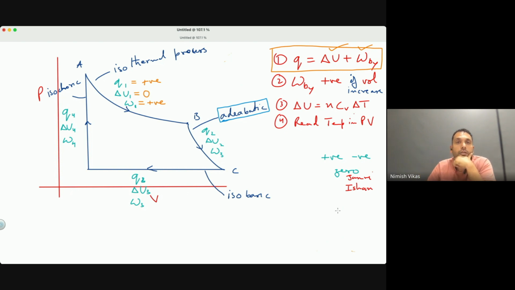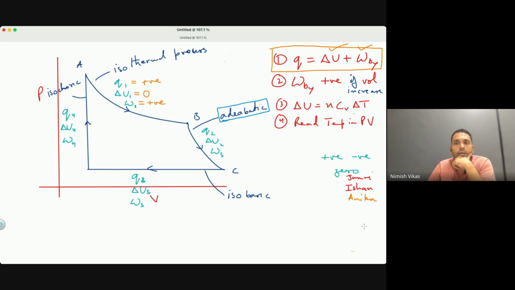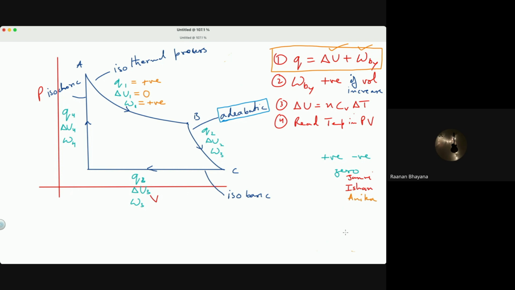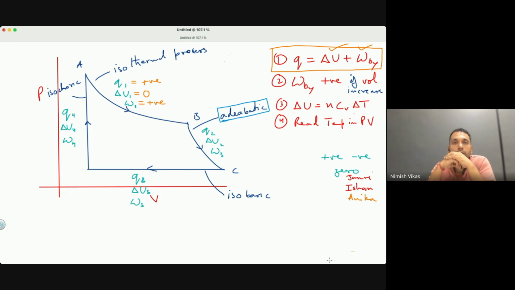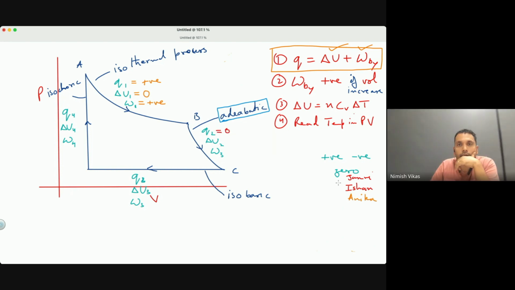Who said this? What's your name? Anika. Okay. Next, Sir, is Q2 0? Name? Raghav. Okay. Why do you say Q2 is 0? Sir, because you said it's an adiabatic process where there's no change in heat. Absolutely right. Because it's adiabatic, that means Q2 is 0, that's the easiest pick. Okay, so Raghav. Full points for picking a very easy one.